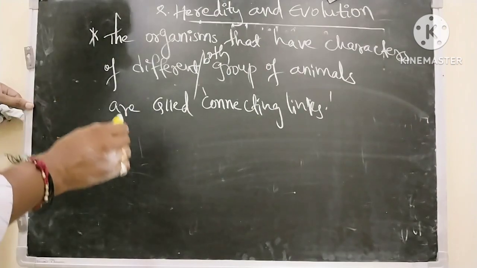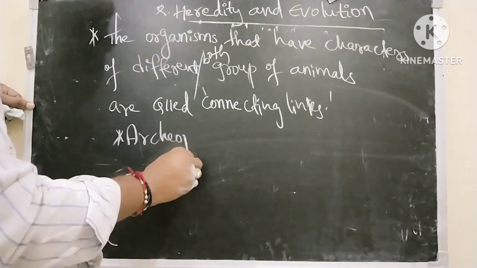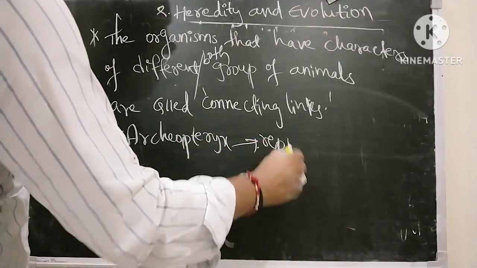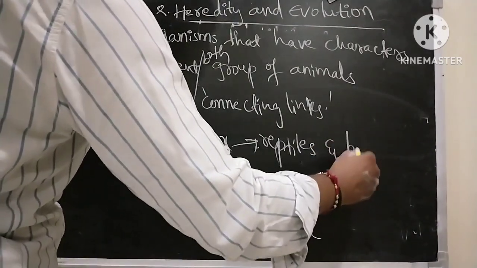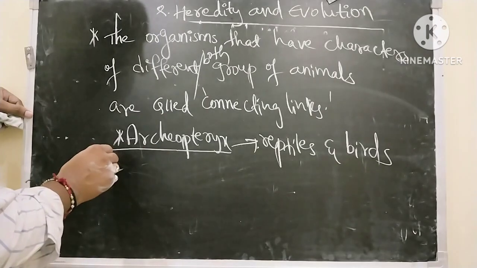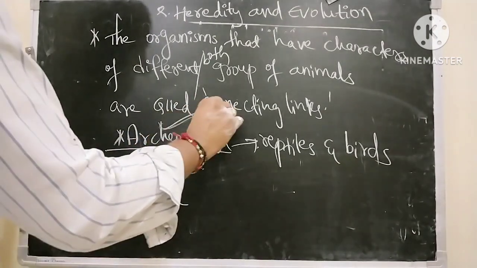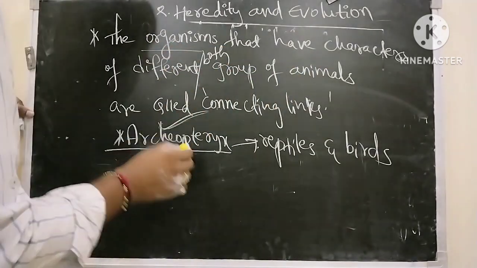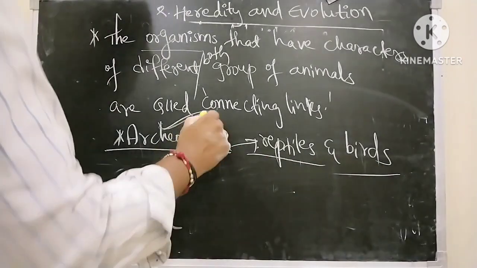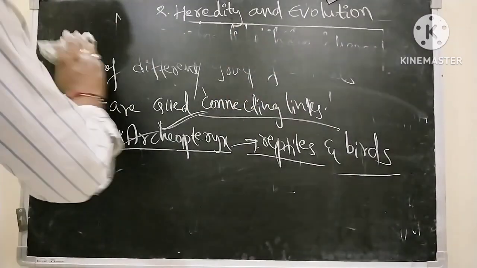Okay. So for these connecting links, one of the best examples is Archaeopteryx. Archaeopteryx is the connecting link between reptiles and birds. It has some reptilian characters and also has wings. It looks like a reptile and it has wings to fly. So the organisms that have characters of two different groups of organisms are called connecting links. Example, Archaeopteryx is the connecting link between reptiles and birds.